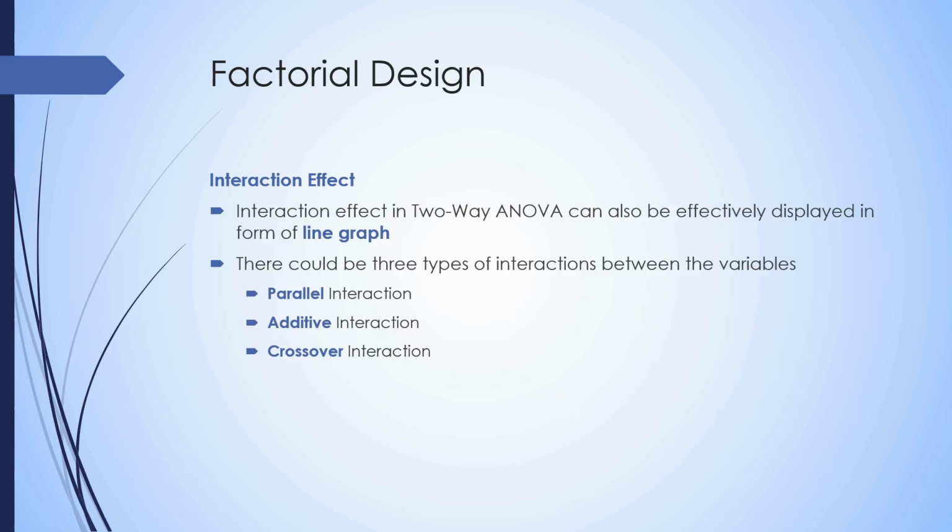Interaction effect in two-way ANOVA can also be effectively displayed in the form of a line graph. So we have been talking about graphs in almost all of our videos. Here also we have a graph, the interaction effect, like how two independent variables interact to form an effect on the dependent variable. That can be plotted in a line graph. And when we plot that, we get three different types of interactions. First is a parallel interaction, second is an additive interaction, third is a crossover interaction. Let's look at what each of these are.